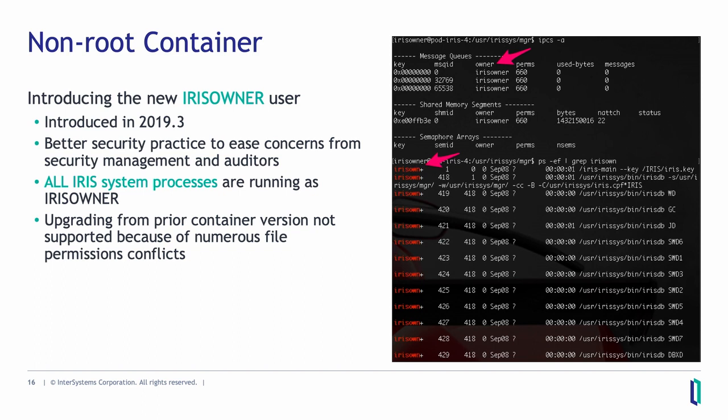Something to note: upgrading your IRIS container from a version prior to 19.3 is not supported. If you have a 19.1 or a 19.2 container, unfortunately, because there are numerous file permission conflicts, you can't upgrade that version. You need to deploy a new container and associate your database files that are on external storage to this new instance. But going forward beyond 19.3, no problem. So it's just a little pain and heartburn right now to get over, but it was a necessary evil at this point.